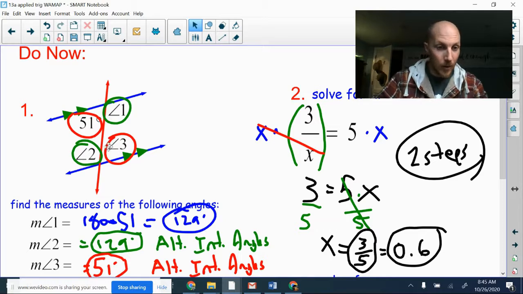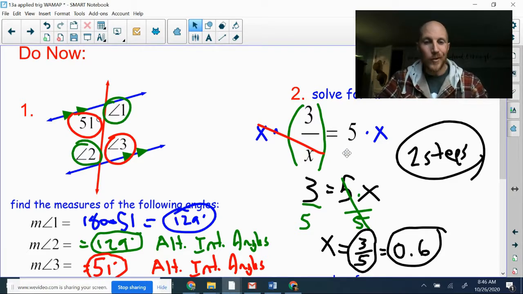In number one, we've got some parallel lines cut by a transversal, and so some of these angles are going to be congruent to one another, and some of them we can subtract from 180 because two angles making up a straight line are always going to add up to 180. So angle number one is 129. Angle number two is congruent to that because of the parallel lines. And then angle three is going to be congruent to the 51 degrees, or we could subtract from 180 again.